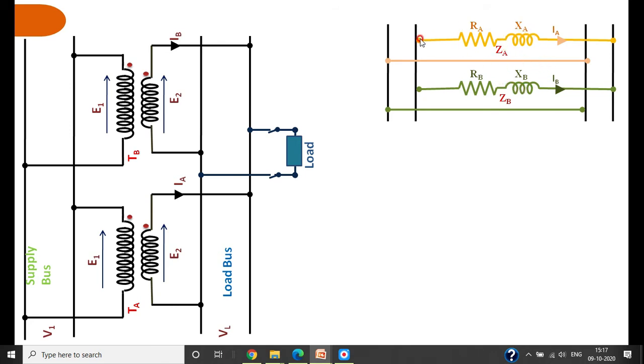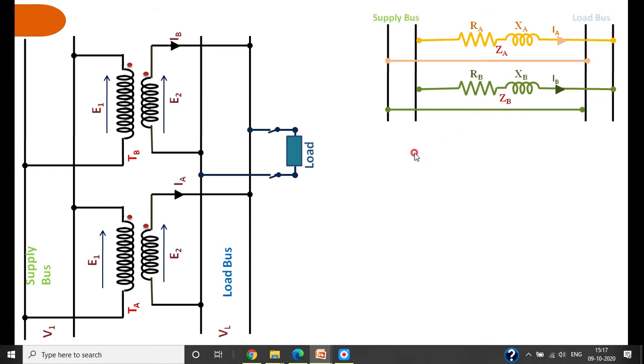You can see here it is connected between this and this bus. This also is connected between these two buses. Then this return path is also connected between these two. Means this and this are in parallel. This and this are in parallel. Therefore, you can redraw the circuit and simplify the circuit diagram.